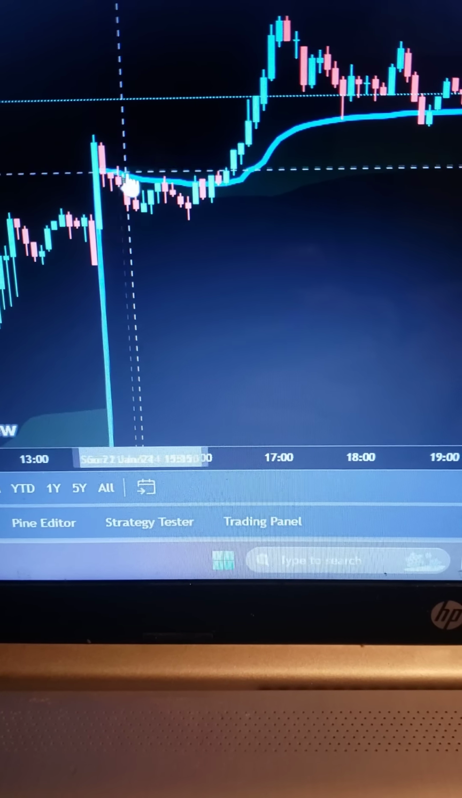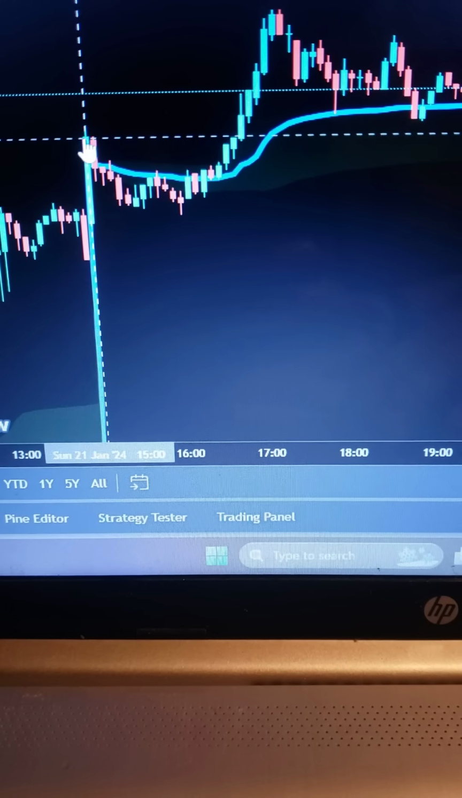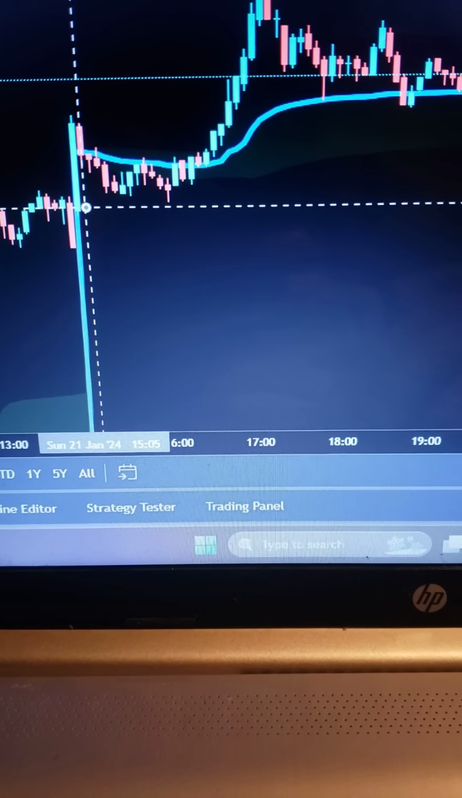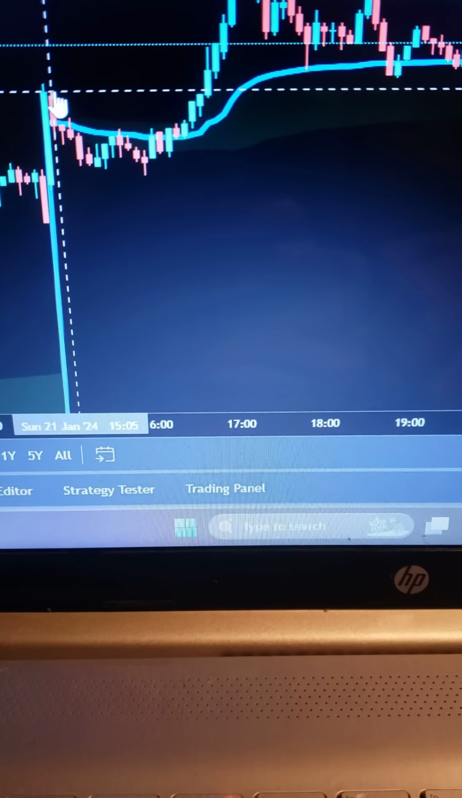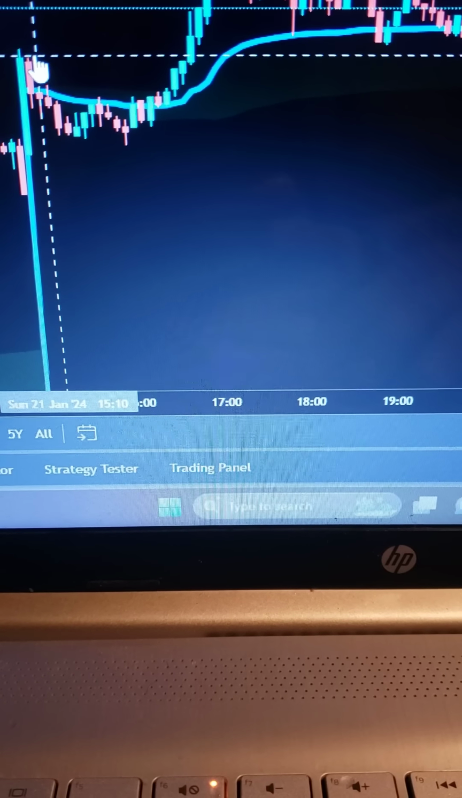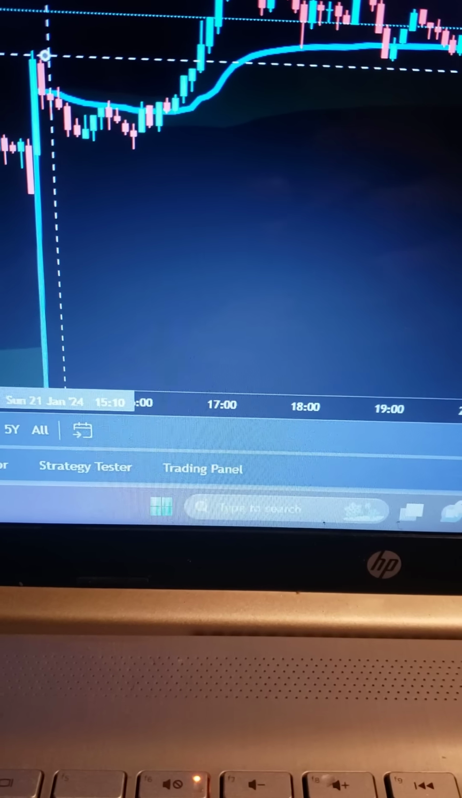You buy above the VWAP, you sell below the VWAP, you buy above the first 5-minute session candle, you sell under the first 5-minute session candle. And if you do that every single day, it'll compound, whether it's $50, $100, $1,000. That adds up really nicely.